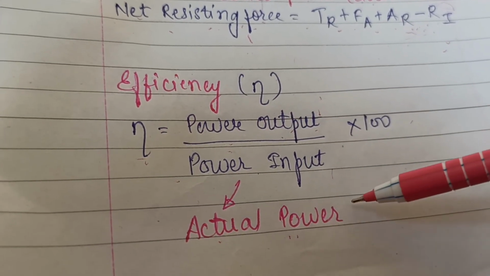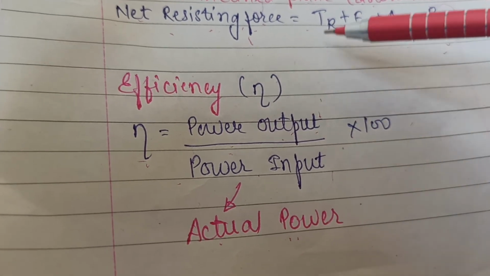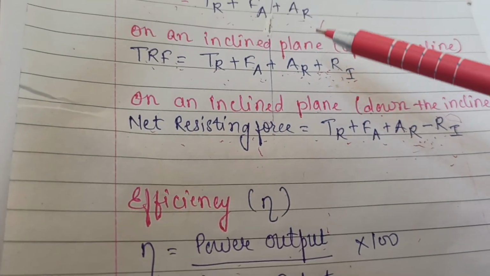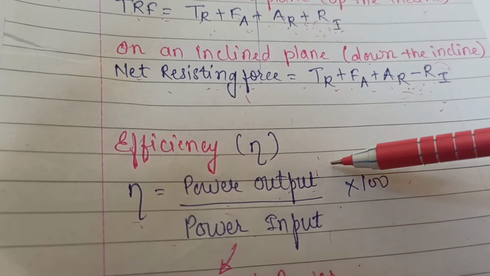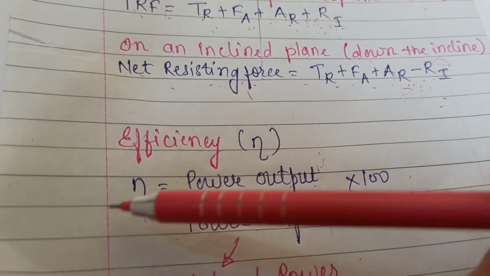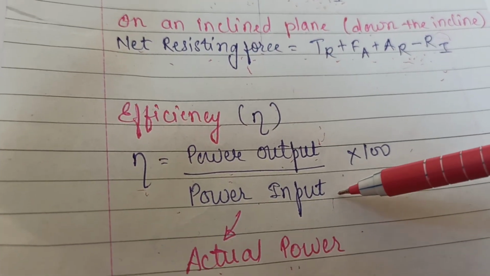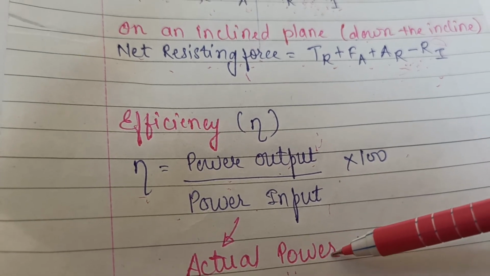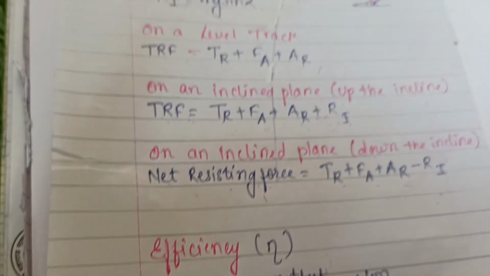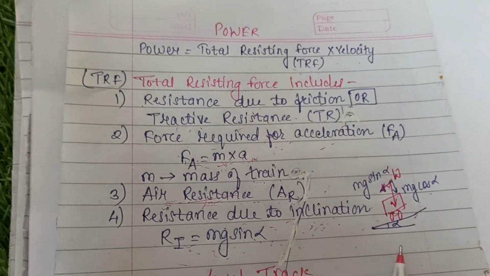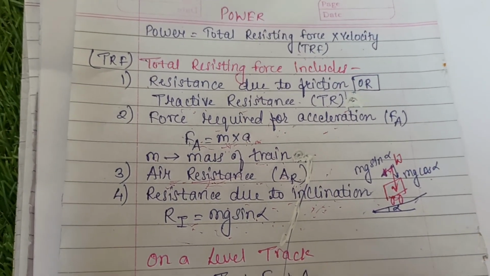Sometimes we are supposed to calculate the actual power also. Whatever power we calculate here is called power output. Once power output is known and efficiency is known, we can find out the power input, which is nothing but the actual power required. So these are some of the formulas that are useful to find out the power required for a train.